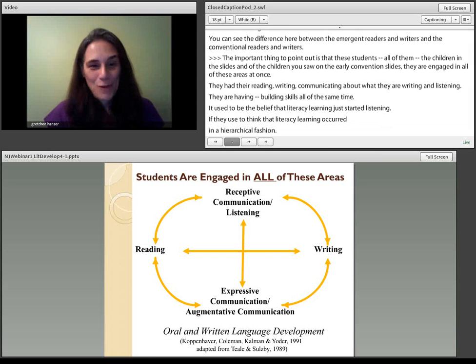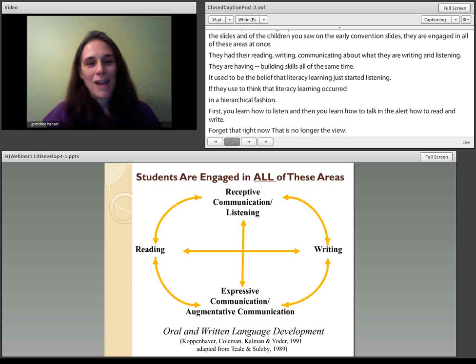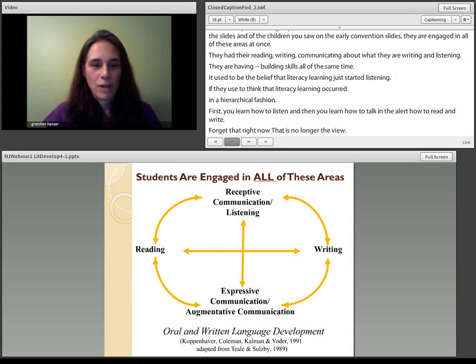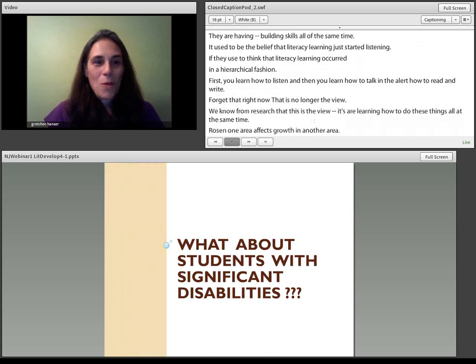We know from the research that this is the view. Kids are learning how to do these things all at the same time, and growth in one area affects growth in the other area. They're all interrelated. So, what about our students with significant disabilities?